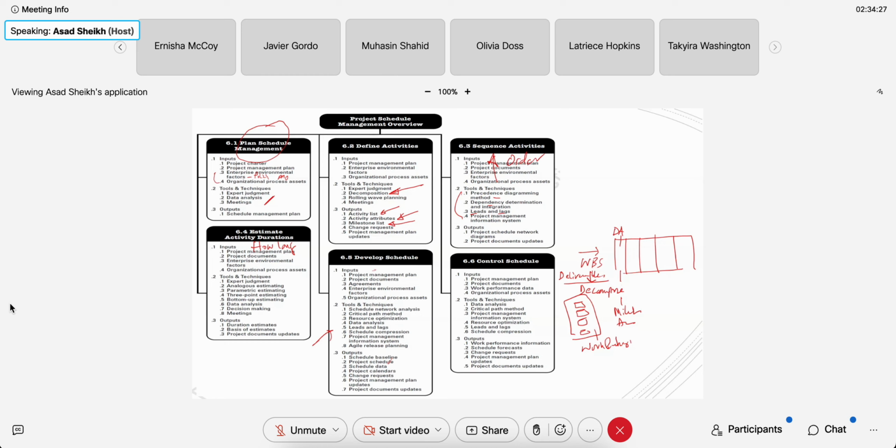But if you have not defined it well at the task level, decomposed it well at the task level, it becomes difficult to get an accurate schedule. So just a little digression there.